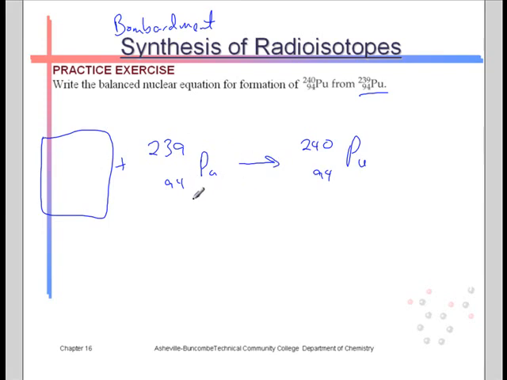And we're approaching it the same way in terms of balancing these equations. We do it the same way as we saw in the first example. 94 plus 0 is going to equal 94, and then 1 plus 239 equals 240. And that is representative of a neutron. And so what's happening here is this polonium-239 is capturing a neutron and then converting over to polonium-240. That is a bombardment reaction. We'll see another one in the next lecture.